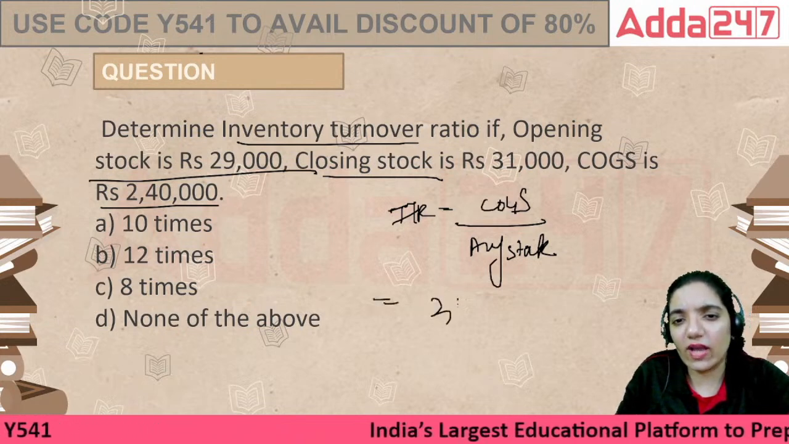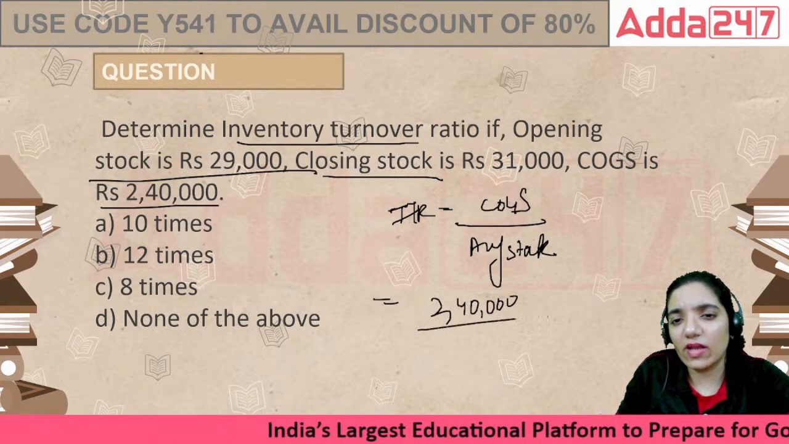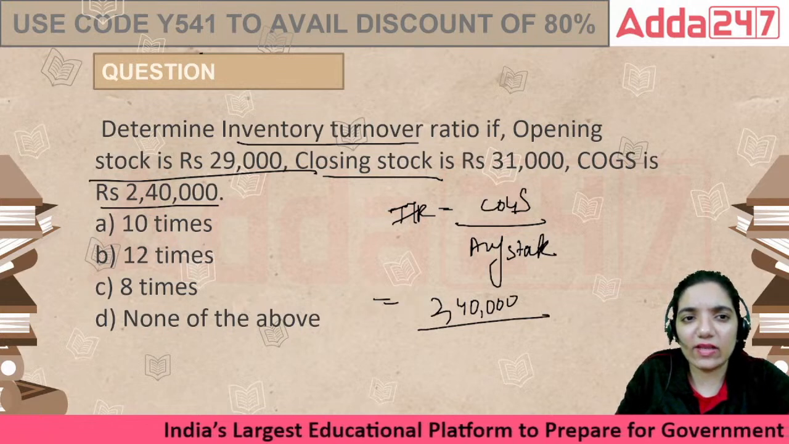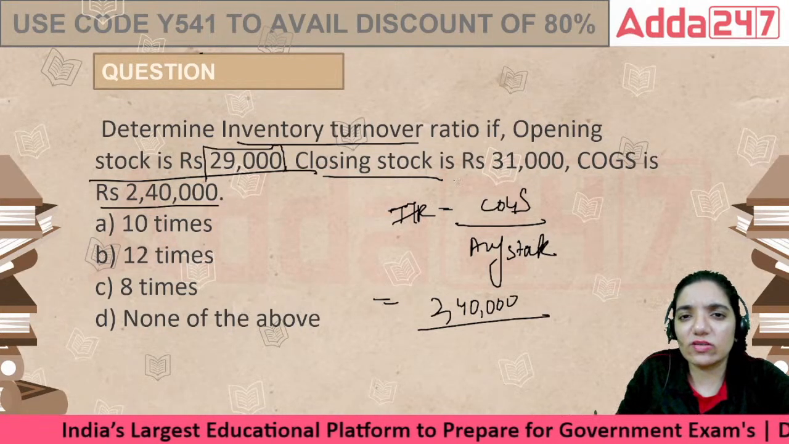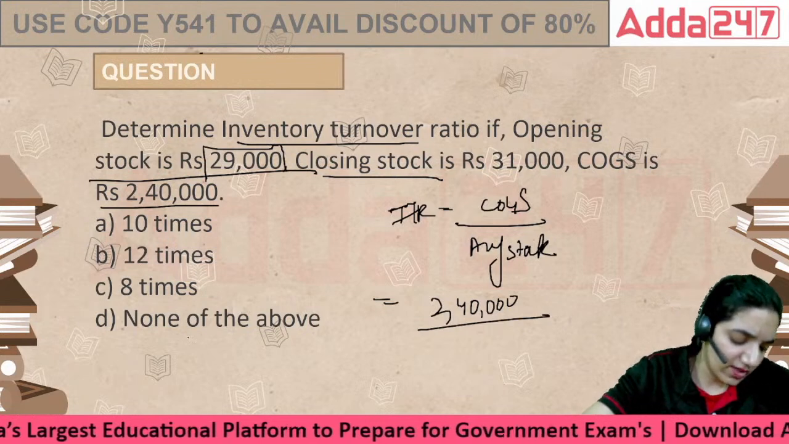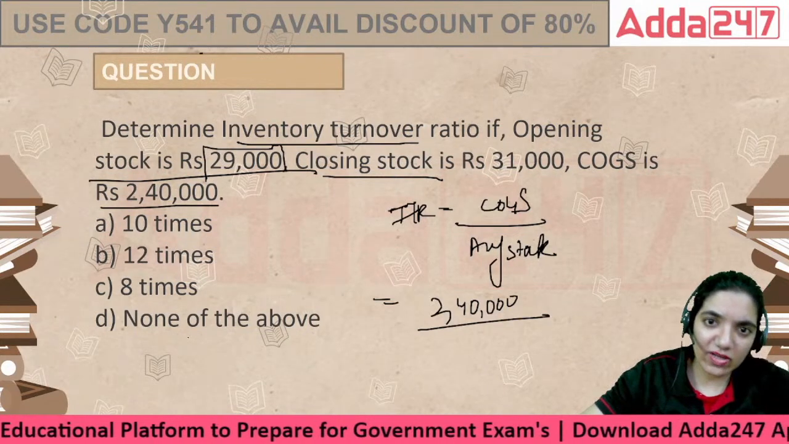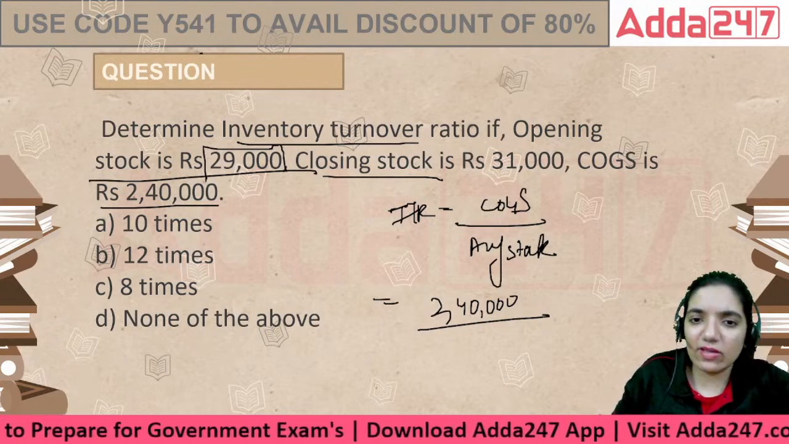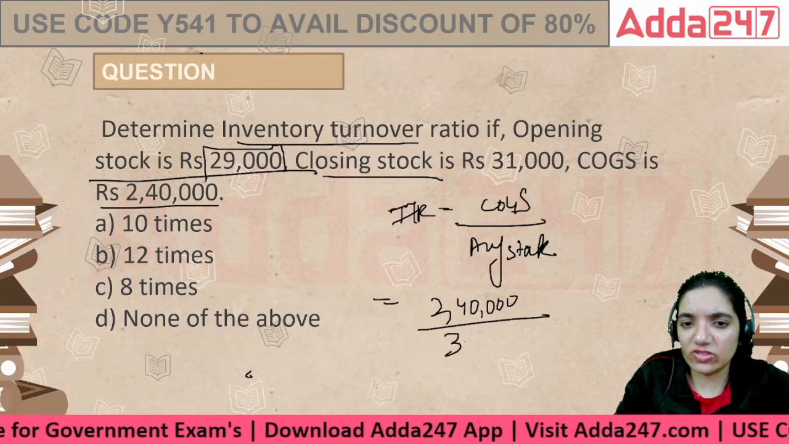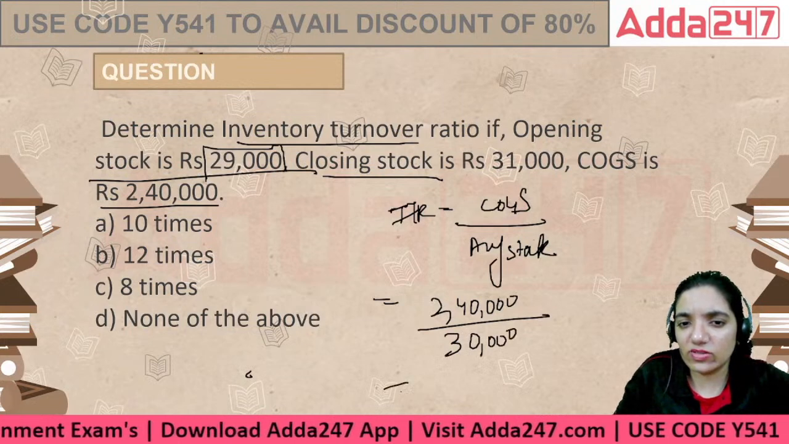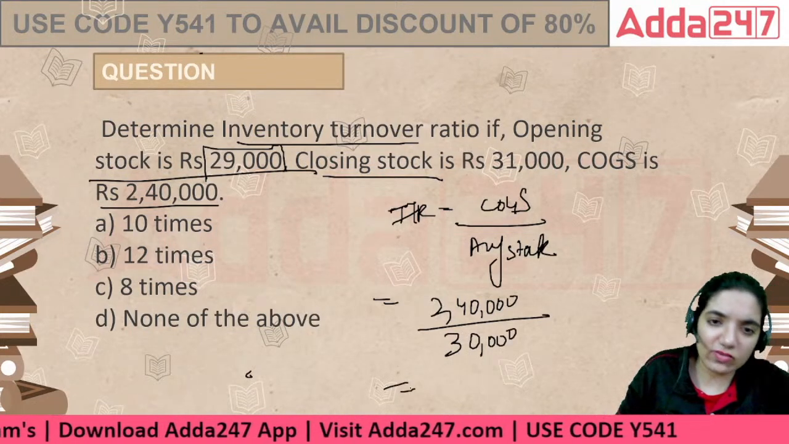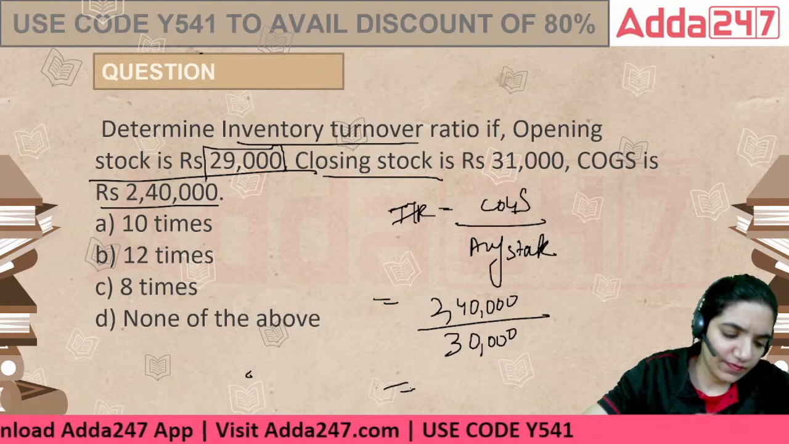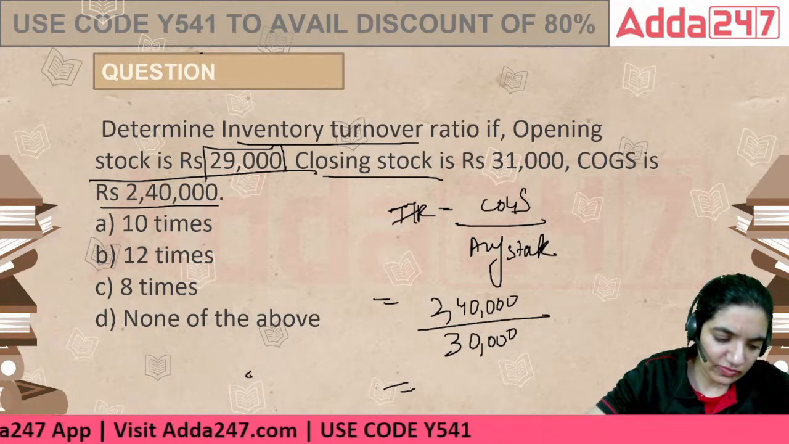The COGS is 2,40,000 and opening stock is 29,000. Closing stock is 31,000. What's the average of these two? It's going to be 29,000 plus 31,000 divided by 2, which is 30,000. The average stock is 30,000. So it is 2,40,000 divided by 30,000.